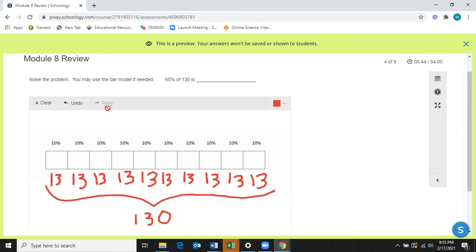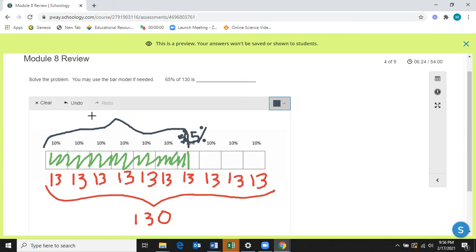Now it says shade 65%. So I want to choose another color. Let's shade 65%, which means I'm going to shade 6 boxes. That's 1, 2, 3, 4, 5, 6. And the 65% means half of this one. So shade up to here. Now remember, half means this gets cut into 5% and 5%. So over here would equal 65%.